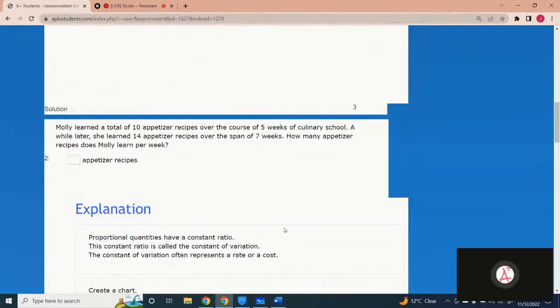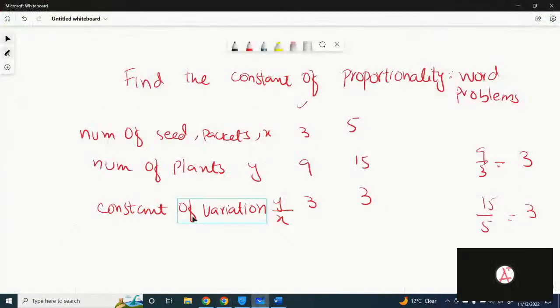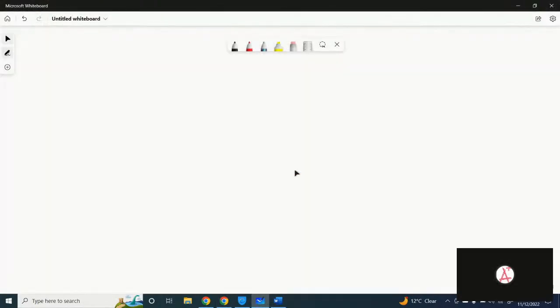Okay. Molly learned a total of 10 appetizer recipes over the course of 5 weeks at a culinary school. A while later, she learned 14 appetizer recipes over the span of 7 weeks. How many appetizer recipes does Molly learn per week? Got it? So you have the number of appetizers and the time duration.